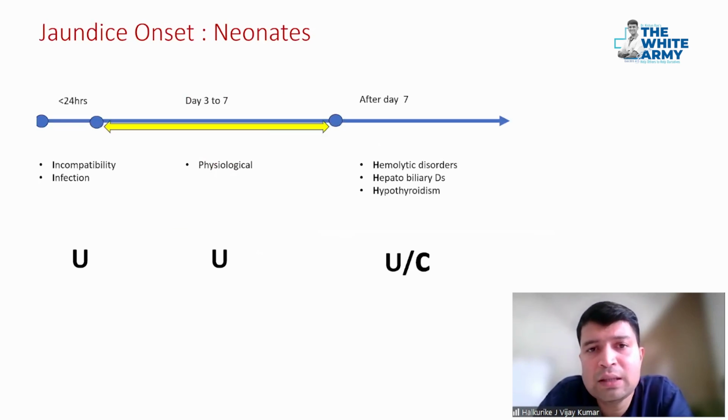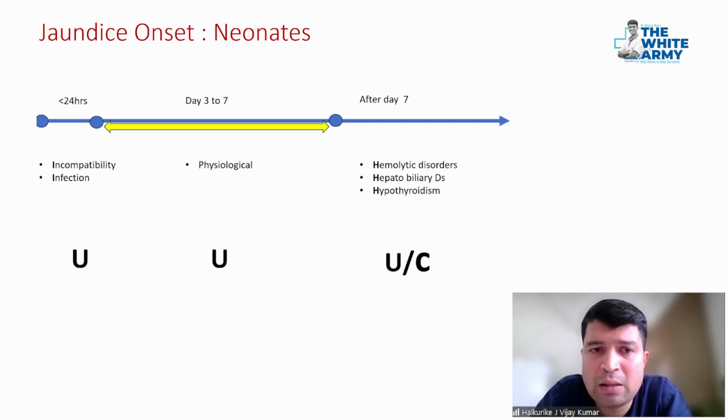And jaundice onset in neonates. This is the simplest slide which I have made, and I don't want to get into details because it's a part of pediatric evaluation. Simple things to remember: if a baby after birth has jaundice within a day, within 24 hours, there are two eyes.